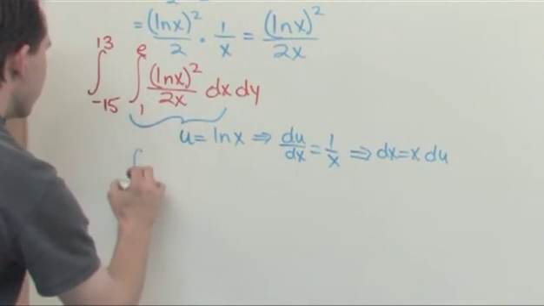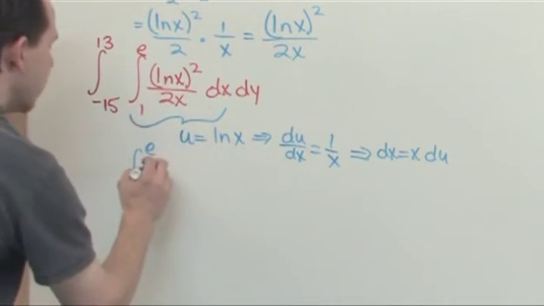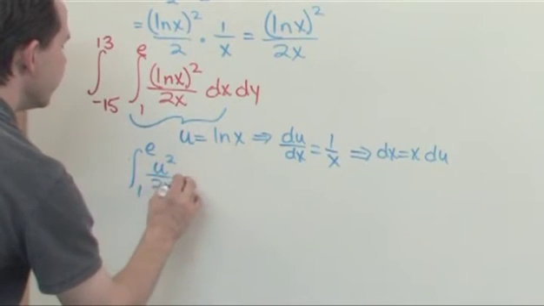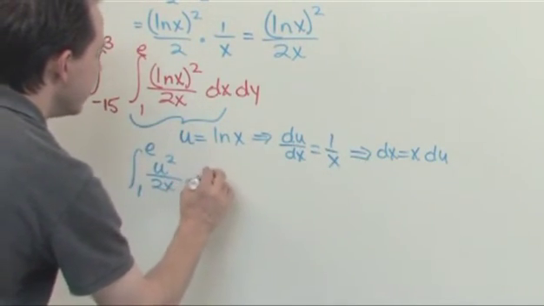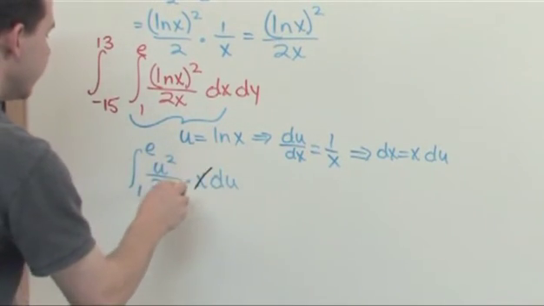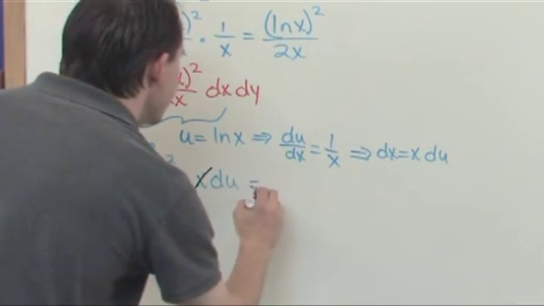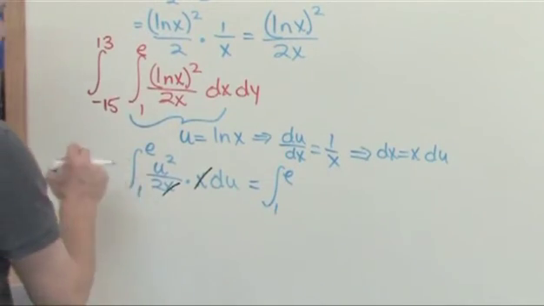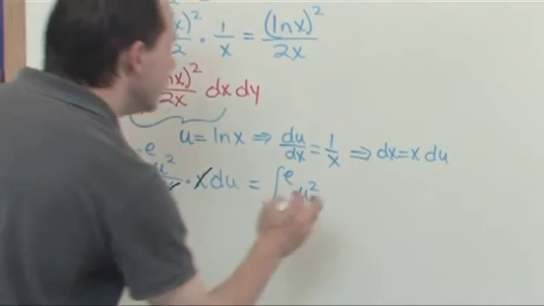So this is going to be the integral from 1 up to e. And we said u is equal to natural log, so we're going to have u squared on the top, 2x on the bottom, times dx, but we just found dx was equal to x times du. And you can see right away that in fact that is exactly why we did it, because this x cancels with this x, and now you're actually left with an integral that you can solve. From 1 up to e, u squared over 2 du.